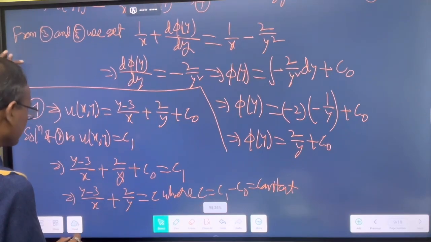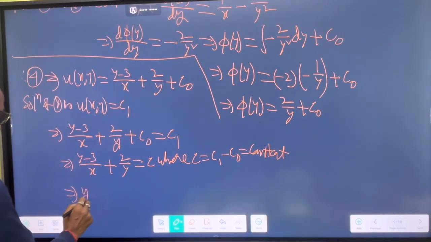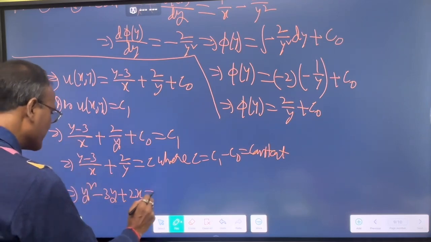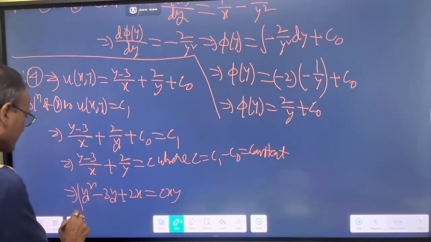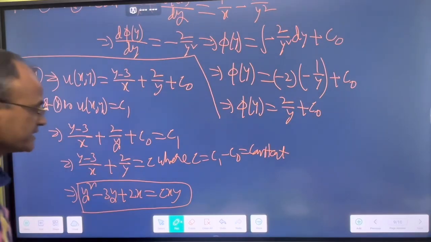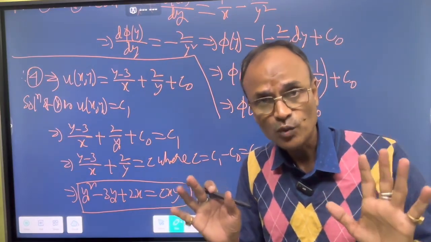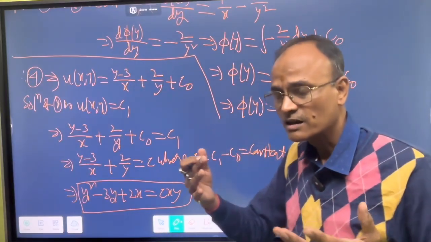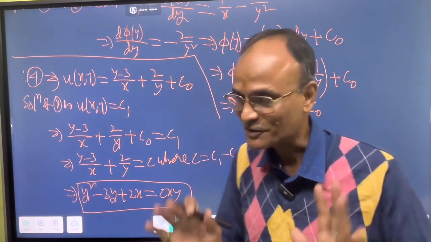This can be written as y square minus thrice y plus twice x equal to cxy. Y square minus thrice x plus twice y equal to cxy. We have solved the differential equation by method 1. Before applying the condition, let us try to solve this equation by method 2 and method 3.